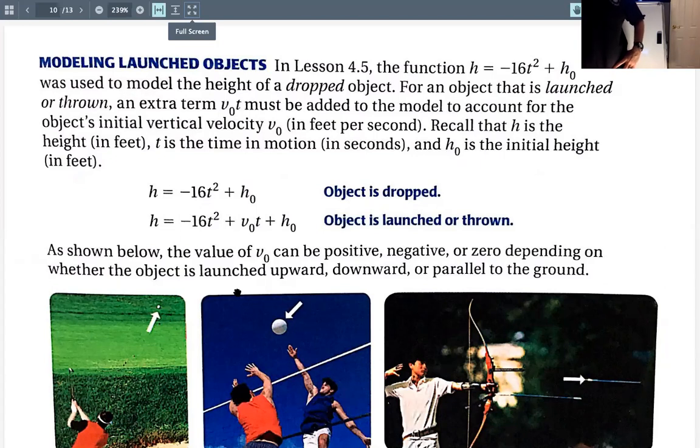Be careful. If your function is with respect to time, you are not discussing any horizontal change. You're only talking about vertical change. Okay? So that's its initial velocity in only the y direction. V naught, okay? And that's times time, all right? So if velocity is, let's say, measured in feet per second for X amount of seconds, what happens to the seconds when you multiply V naught times t?